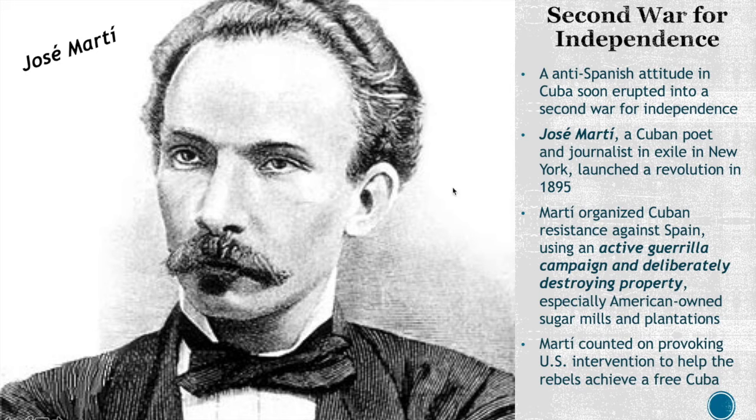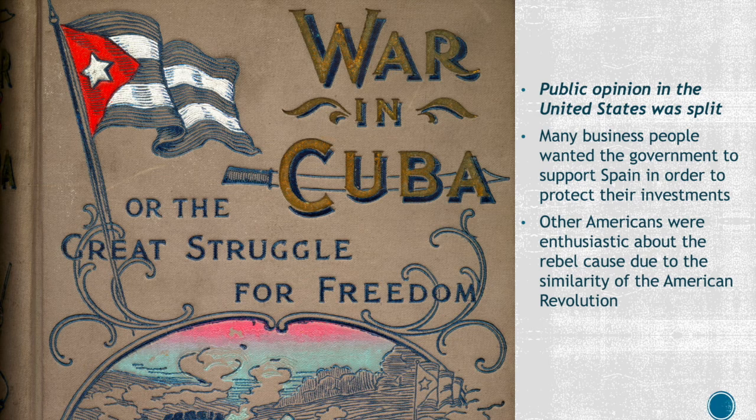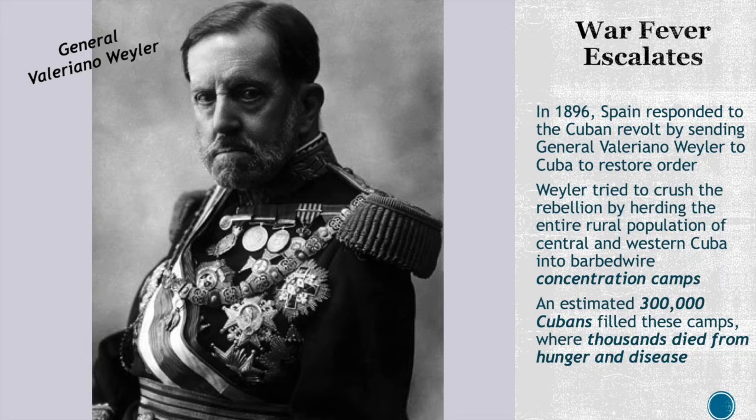So this guy's a journalist in New York City, and he's publishing all this stuff for Americans to help intervene with the rebel cause to free Cuba. So the public opinion was that the United States was split. Some businesses wanted the government to support Spain in order to protect their investments, and other Americans were enthusiastic about the rebel cause due to the similarity of the American Revolution.